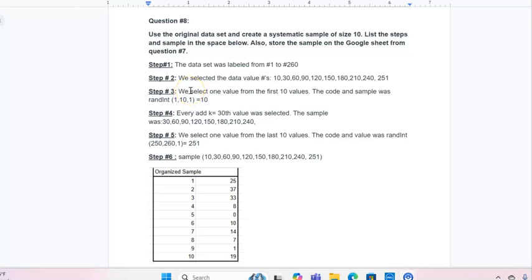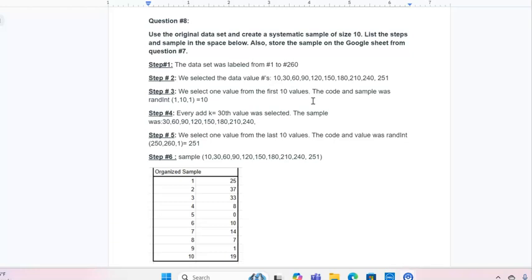For the next step, we selected one value from the first 10 values, and the code that we used was the random integer code from our IT calculator. So we did a minimum of 1, maximum of 10, and then 1 for the one value that we wanted selected. What we got from that was 10, which was our answer.